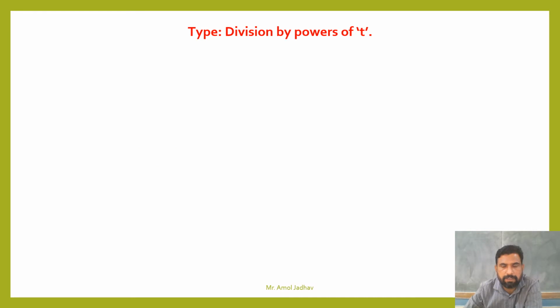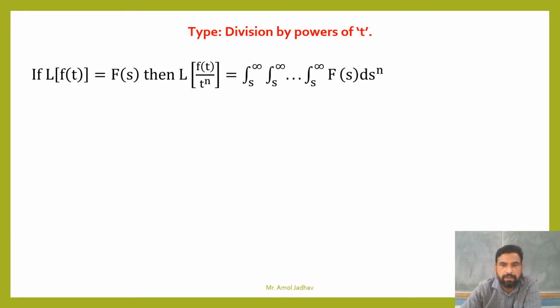This is multiplication by powers of t. Now, division by powers of t.